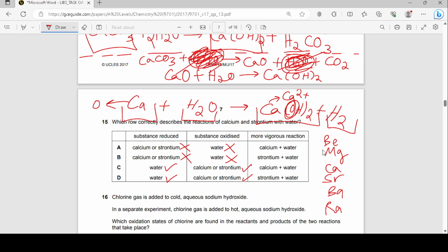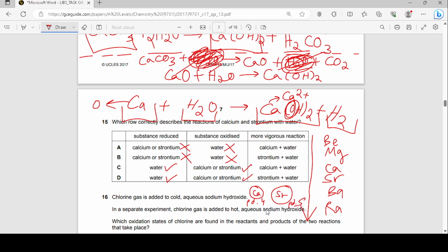And now, which is the more vigorous reaction out of calcium and strontium? Down group 2, imagine this is calcium and there's strontium, just a representation. If you look at the periodic table, calcium is in period 4, and strontium is in period 5.